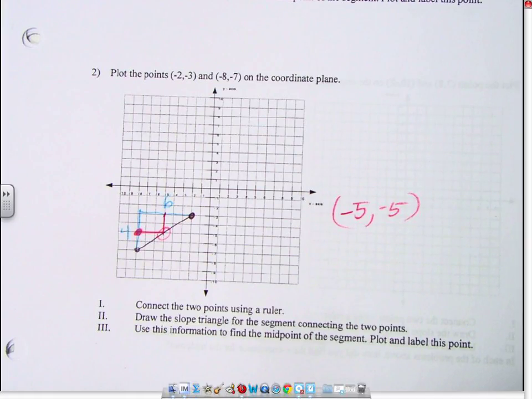Any questions so far? Yes. What if the slope can be evenly divided? We will do one like that. Just wait. Good question.